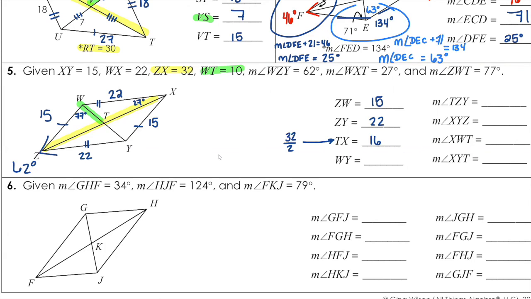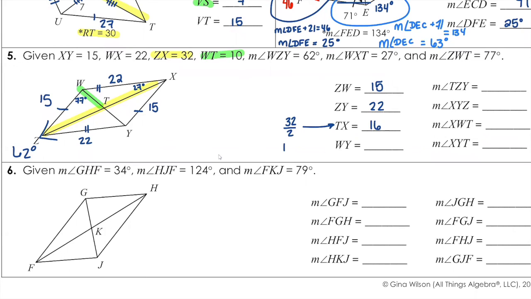Because it's bisected. Yeah, so we just do 10 times 2. So WY is 20. Diagonals are bisected. Now we got all these angles we got to deal with. That's a lot of angles.